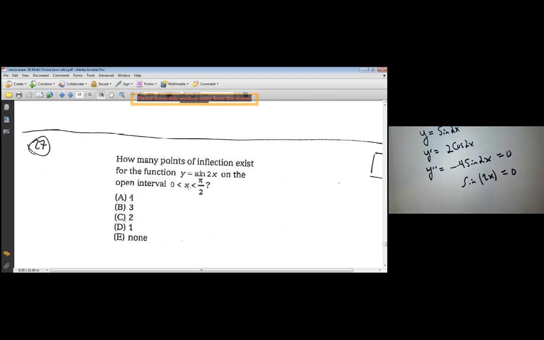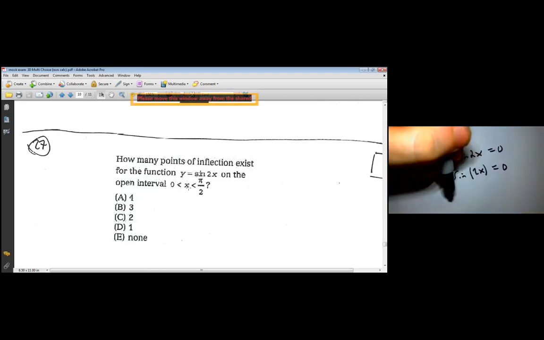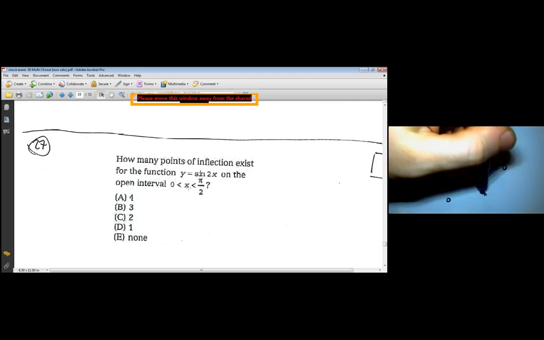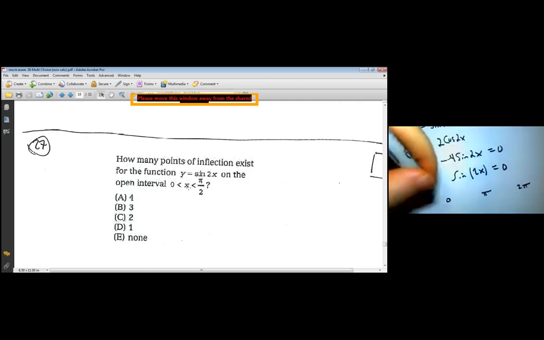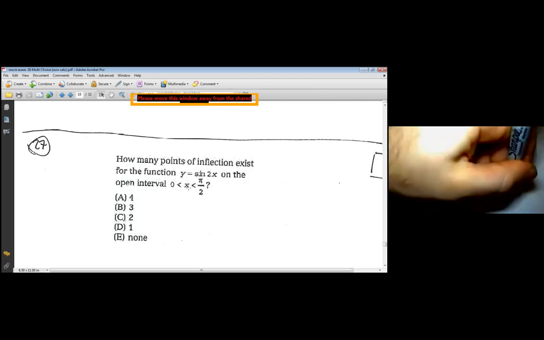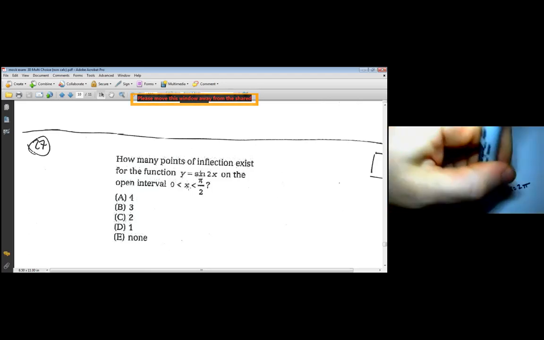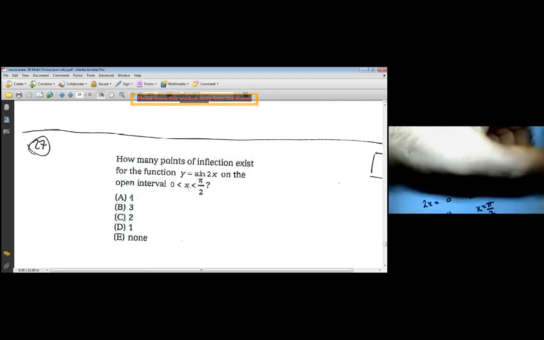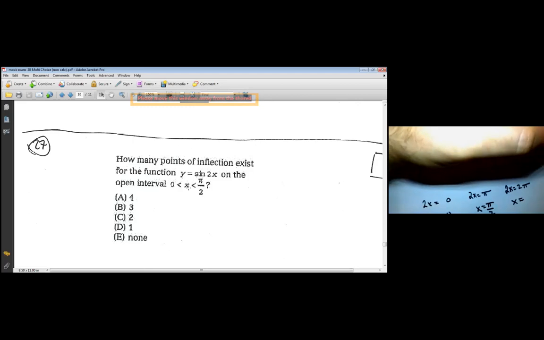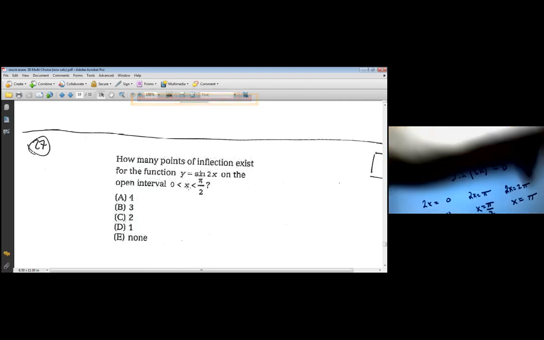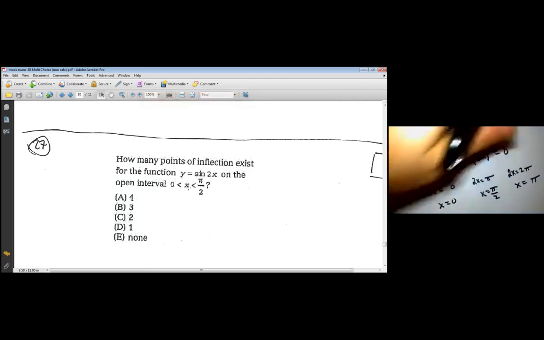Cover my angle. Where is sine equal to 0? Sine is equal to 0 at 0, pi, 2 pi. Set 2x equal to these things. And that would be x equals 0, x equals pi over 2, x equals pi. All right, let's make a chart.